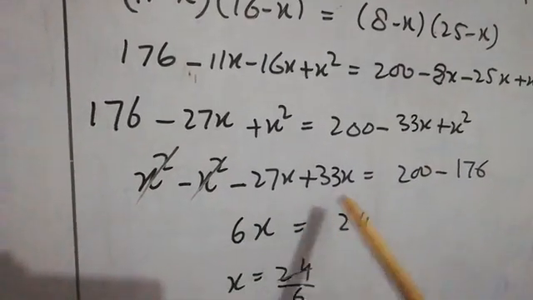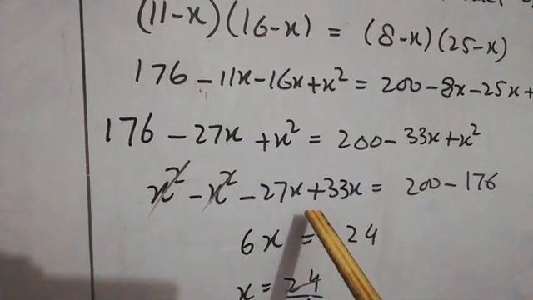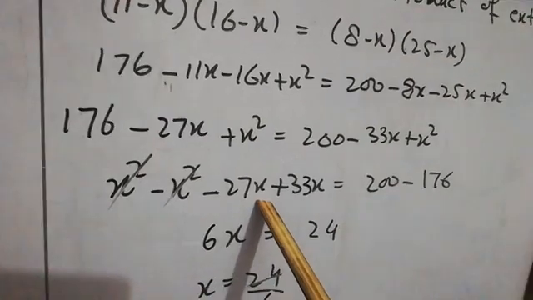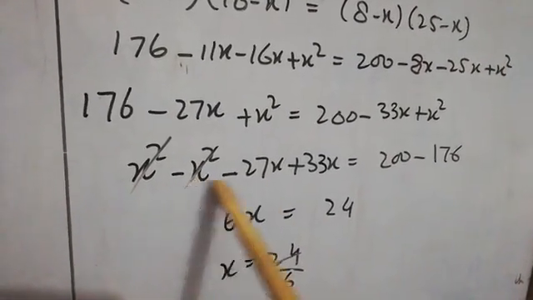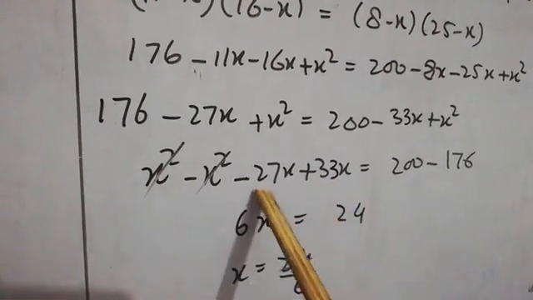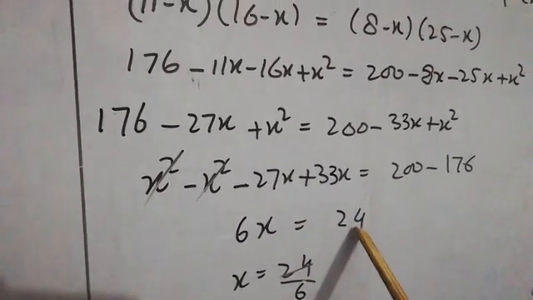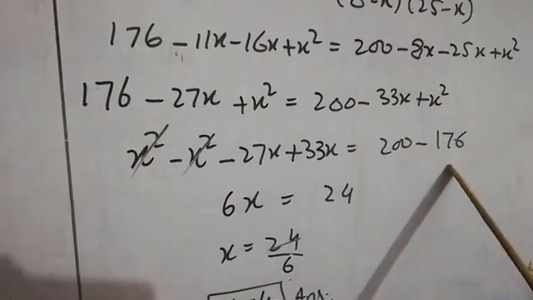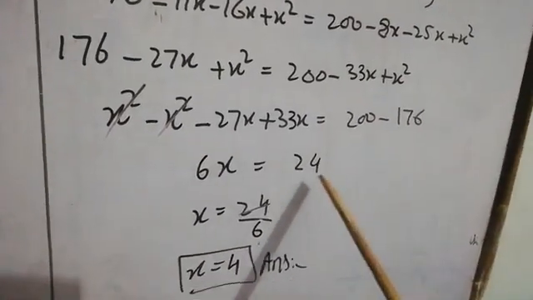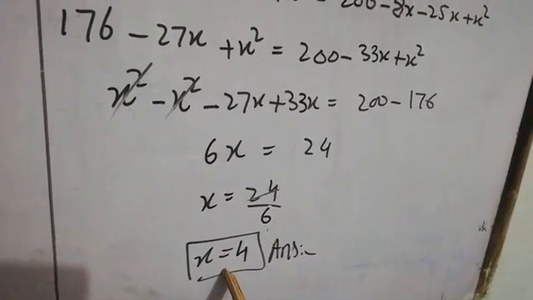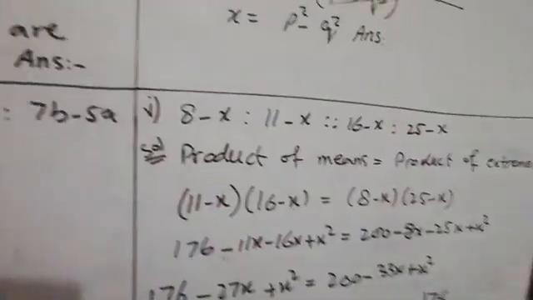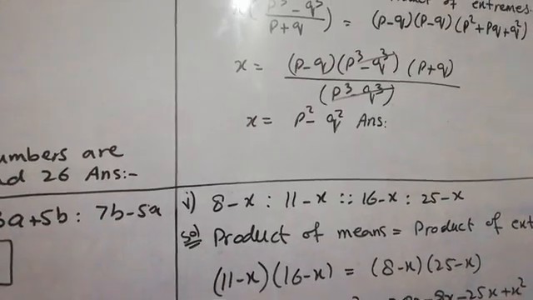So we will move the constant values to the right hand side and combine the variables on the left hand side. X square will be cancelled by minus x square. We will get 33 minus 27 equals 6x, which is equal to 24. 200 minus 176 equals 24. Now divide the equation on both sides by 6, then we will get the value of x, which is equal to 4. This is the answer. This is the end of our exercise 3.1.